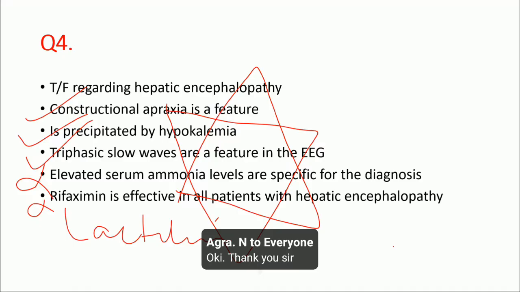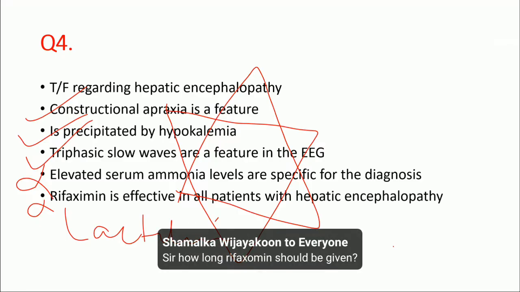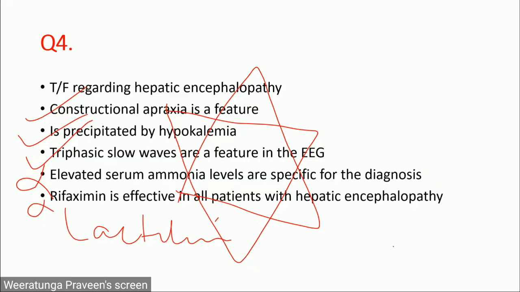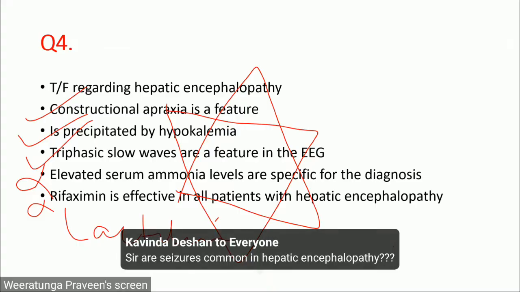In delirium tremens, you get this very gross tremor. So that is a different picture altogether. And the constructional apraxia also is a feature of encephalopathy. Rifaximin usually is given for 3 to 5 days. So you can treat an acute episode with it, no problem. But it is effective mostly in patients with recurrent encephalopathy.